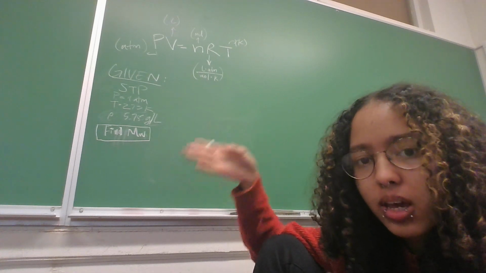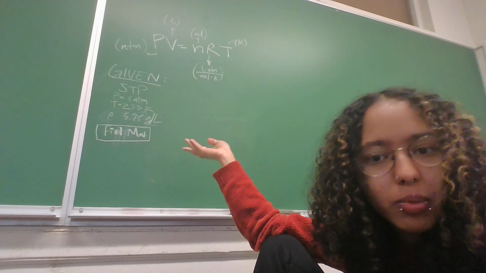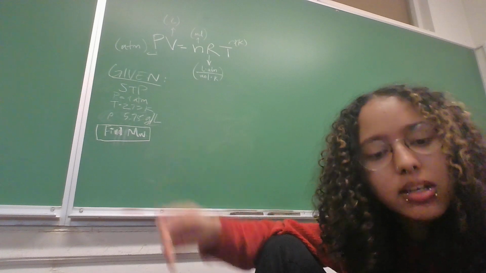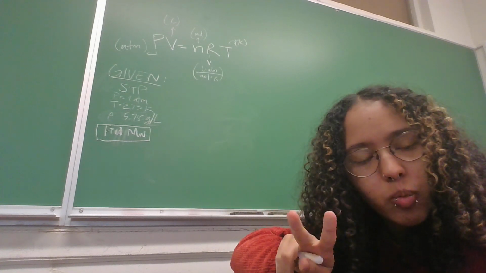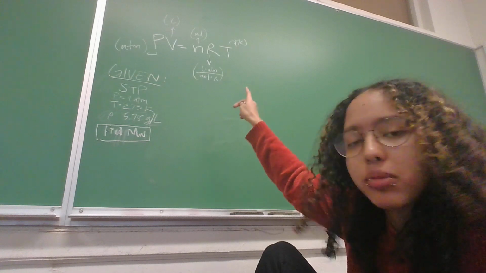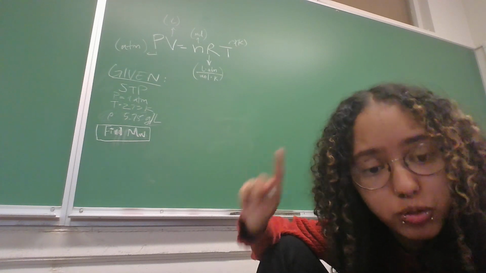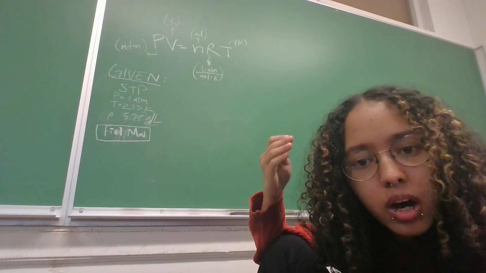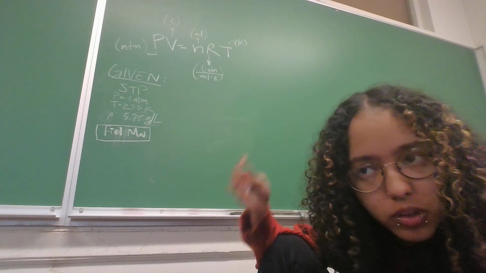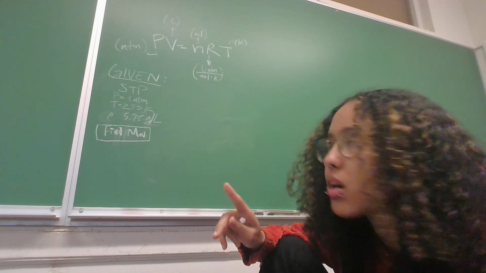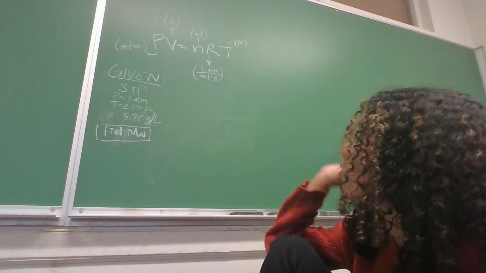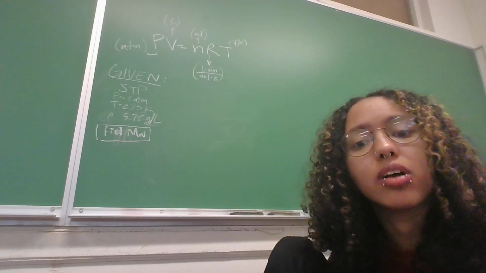in liters, n is just measured in moles, R is your constant. You have to note that there are two values for R, one that uses atmospheres and the other one uses joules for energy. When you are dealing with a gas, you want to remember that you want to use the one with atmospheres, okay? And then your temperature is just measured in kelvins.